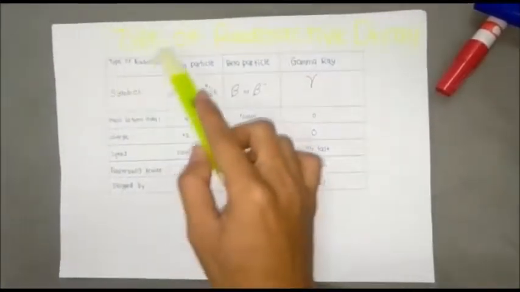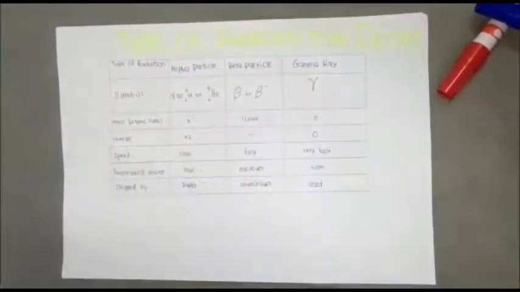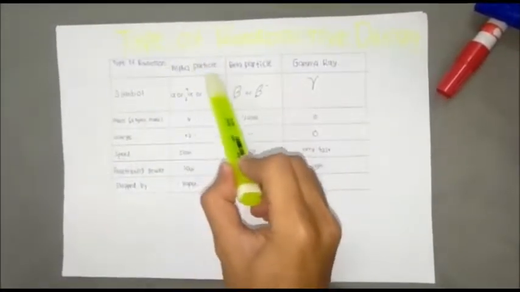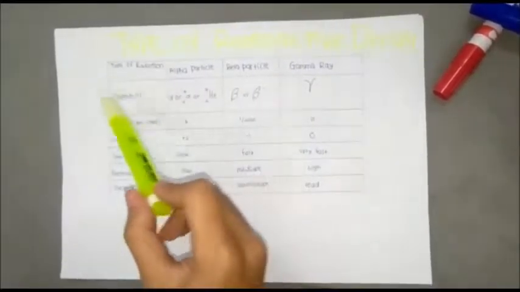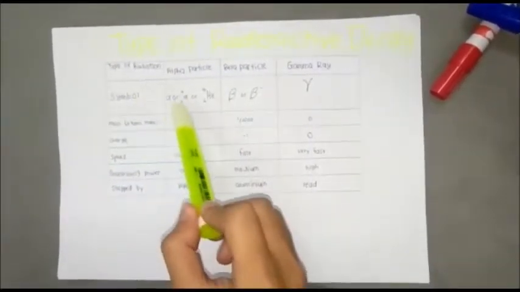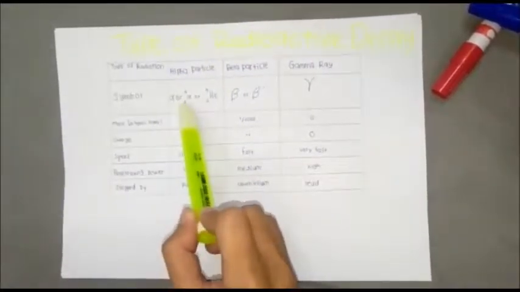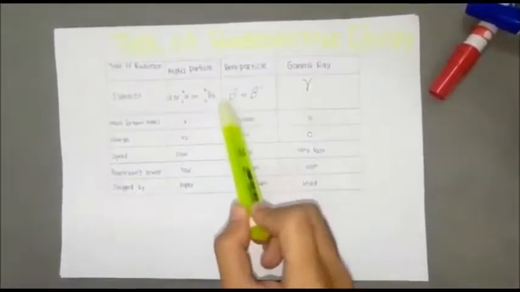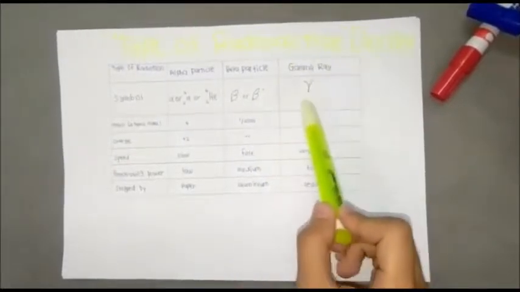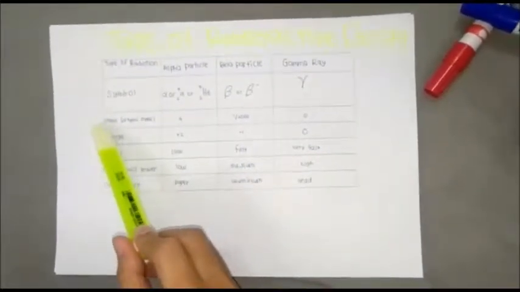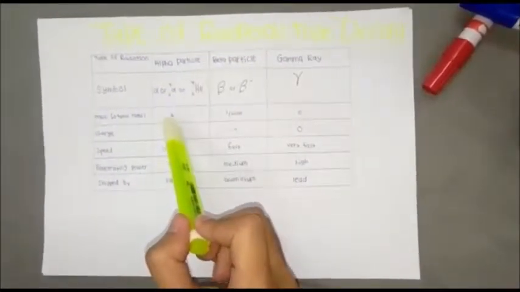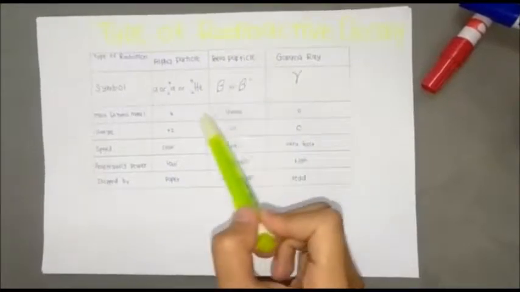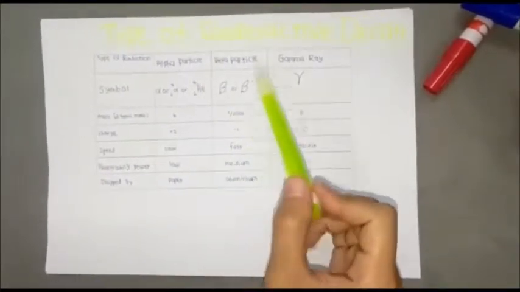There are three types of radioactive decay: alpha particle, beta particle, and gamma ray. The first property is symbol. This is the symbol for alpha particle, this is the symbol for beta particle, and this is for gamma ray. The second is mass. For alpha particle, it is 4. Beta particle is 1/2000, and for gamma ray, it is 0.